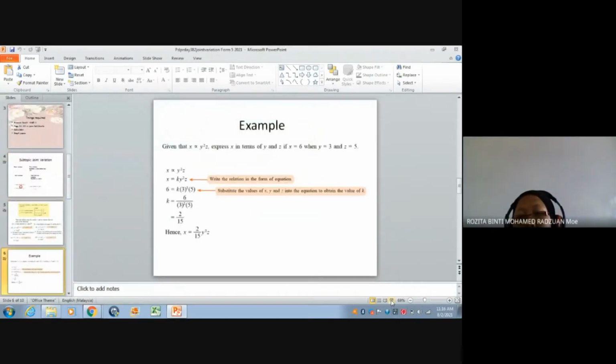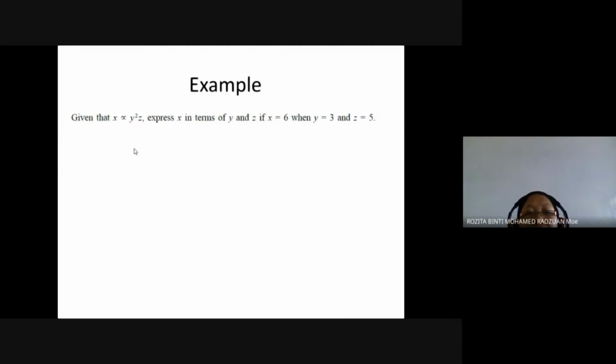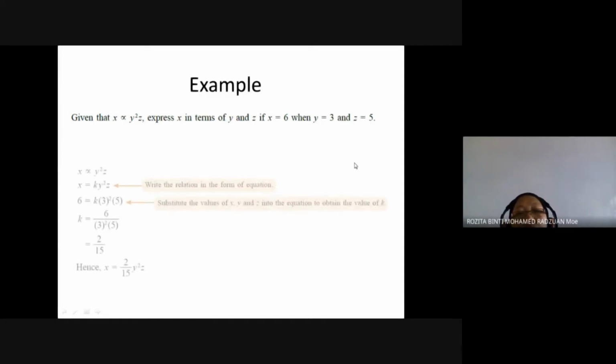Okay, proceed to the next example. Let's say we are given that x varies directly as y squared and z. Express x in terms of y and z if x is 6 when y is 3 and z is 5. Okay, so how do we solve?